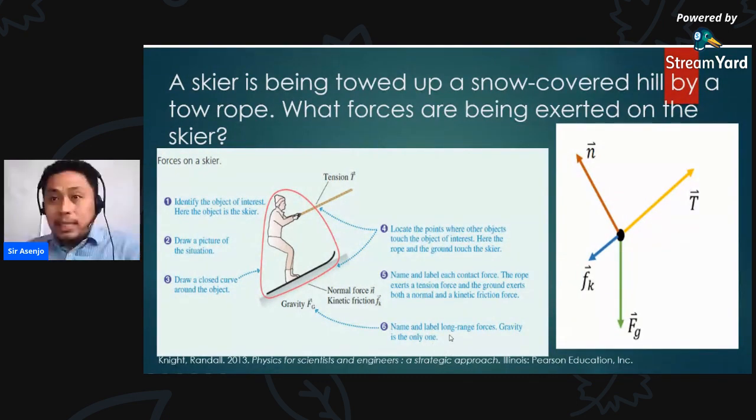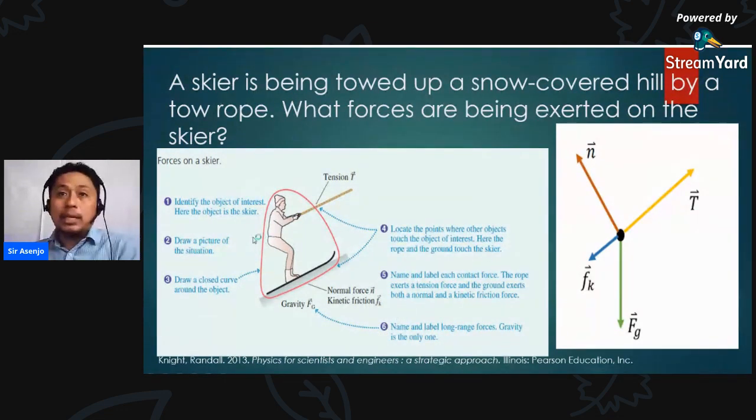Name and label long range forces. Gravity is the only one. Of course, the reason why the skier is having difficulty moving up is because of gravity. So we assume gravity is always involved there. Now, next, let's have the diagram.